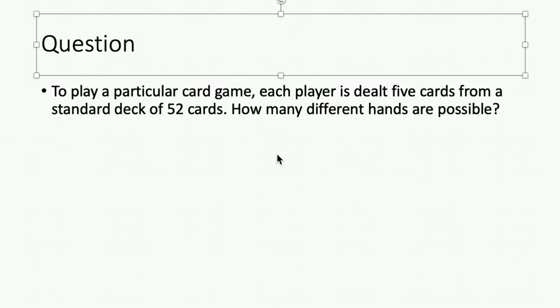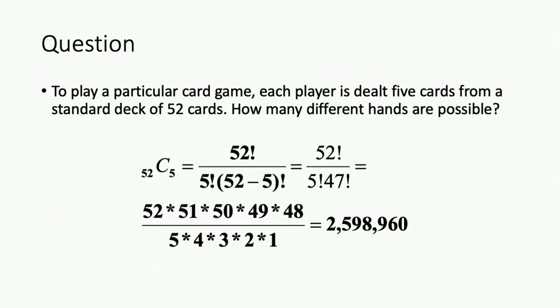Question. To play a particular card game, each player is dealt 5 cards from a standard deck of 52 cards. How many different hands are possible? This is not a permutation problem, since the arrangement of those 5 cards in your hand doesn't matter. It doesn't matter if it is 1, 2, 3, 4, 5, or 1, 2, 5, 4, 3. So we'll use combination. Since there are 52 cards in the deck, and we're trying to find groups of 5, we'll do 52C5, which will give us this result.